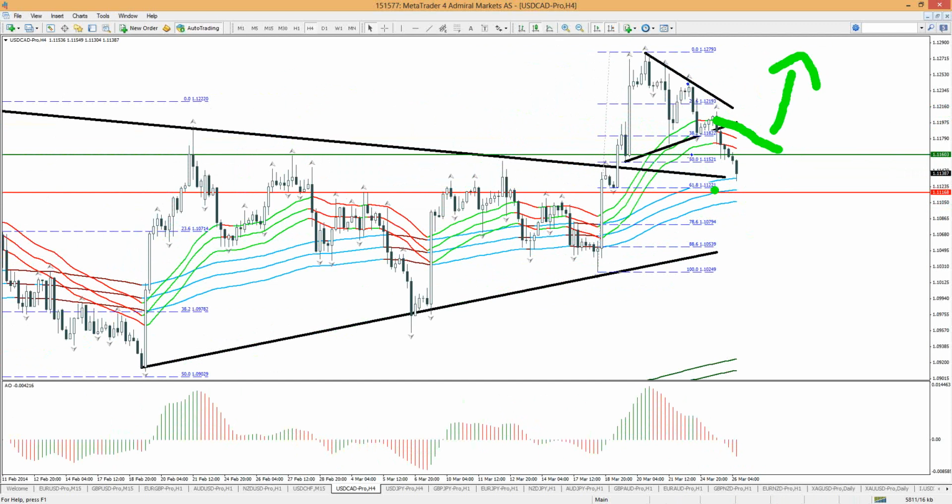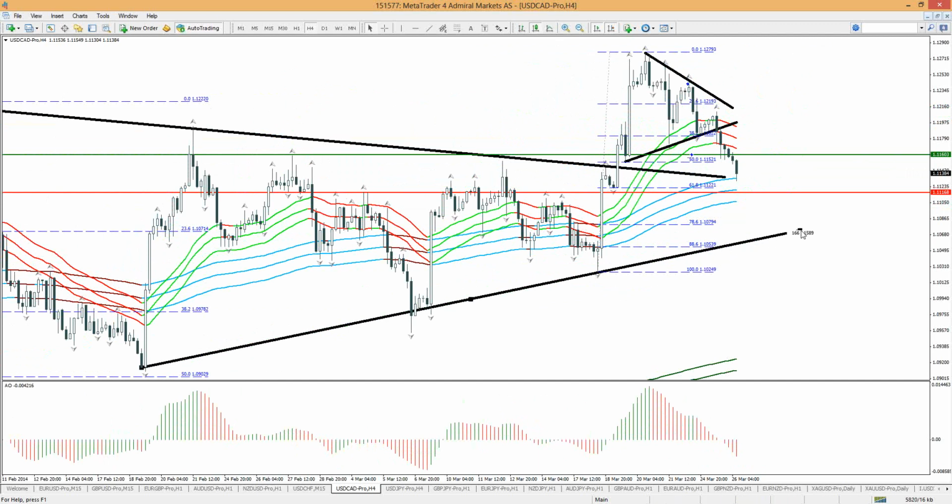In the meantime, we could see bounces here or here. If we break below the support trend line, then in fact something else is going on. Maybe we get a bigger reversal trade even down to the long-term moving average of the 4-hour chart.